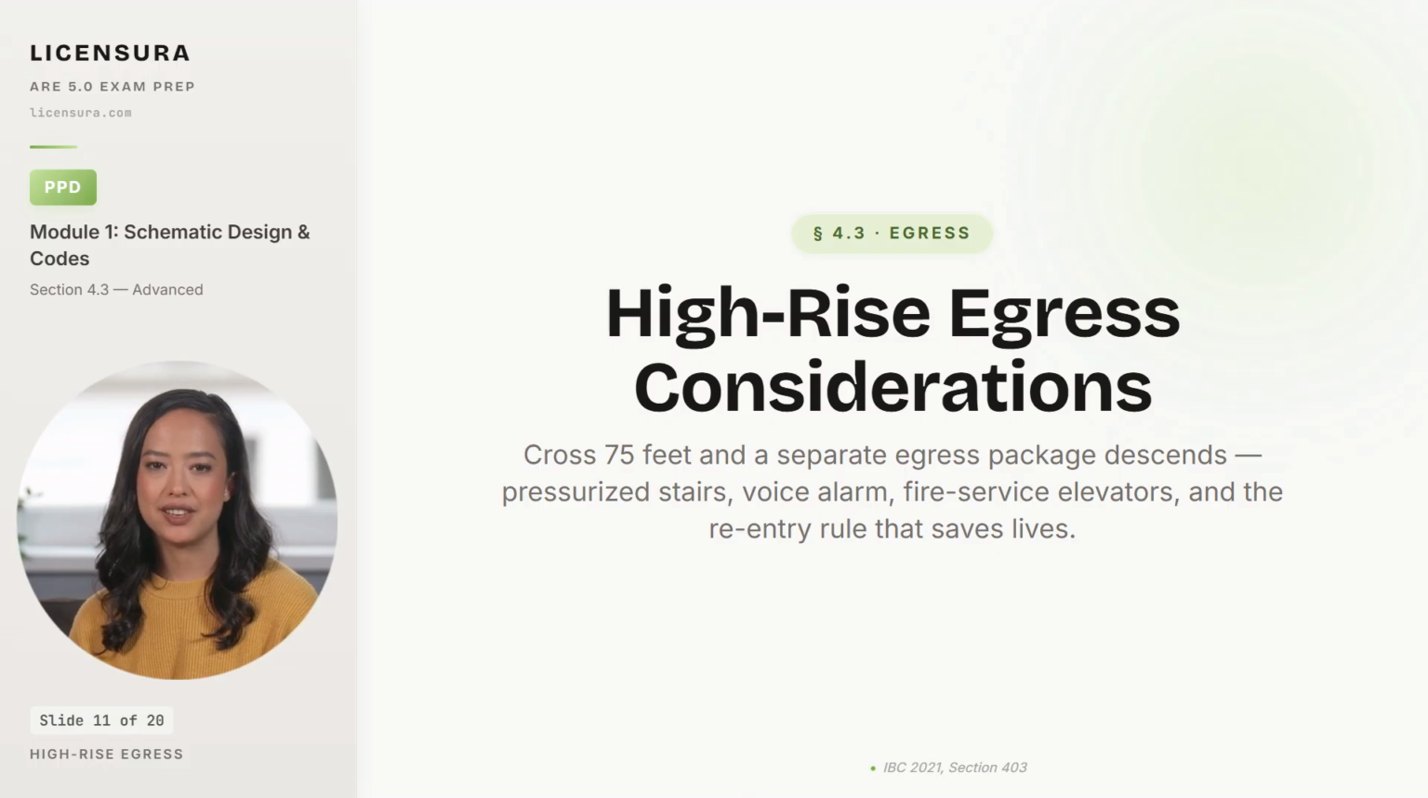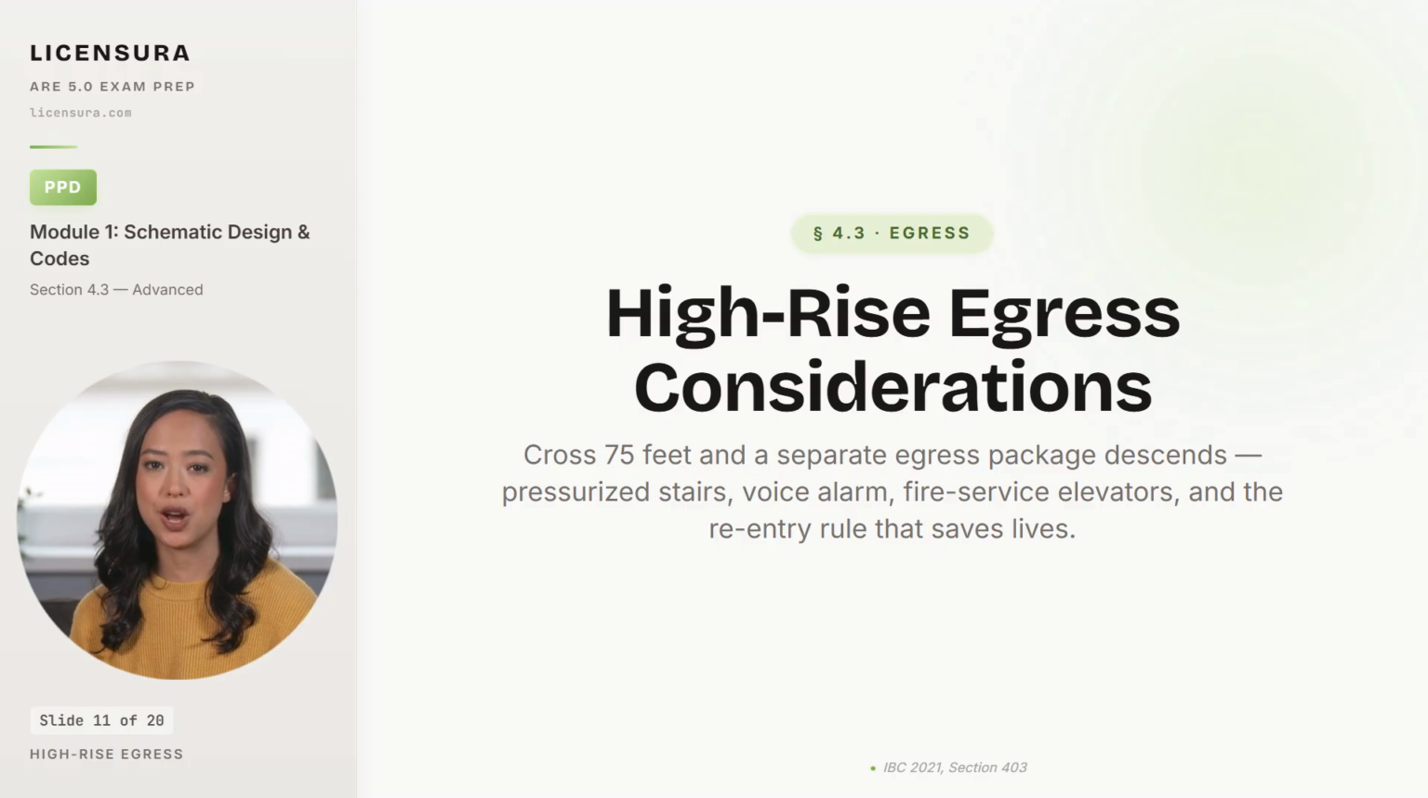Most architects know the 75-foot threshold, and you probably memorized it for the foundational exam. What gets you in advanced practice is everything that descends on the project the moment you cross it. Section 403 of the IBC does not add one requirement. It adds an entire package: smoke-proof enclosures, emergency voice and alarm, luminous egress path markings, fire service access elevators, stairway identification signage, and stairway door re-entry rules.